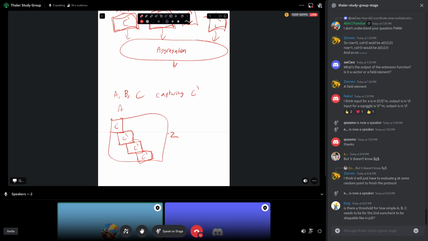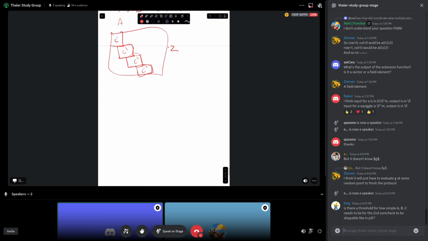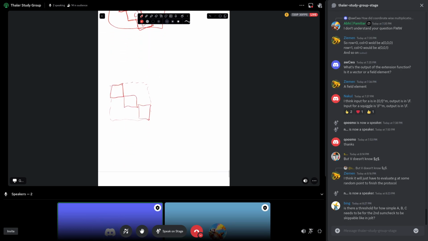There's a question that says, is there a threshold for how simple A, B, and C need to be for the second sum check to be skippable like it is in Jolt? I can kind of tell you why it's skippable in Jolt. Let's go to the true block diagonal case, just because it's a little simpler. Everything is capturing lack of interaction between different cycles of the VM, or copies of the simple constraints that are getting repeated over and over again.